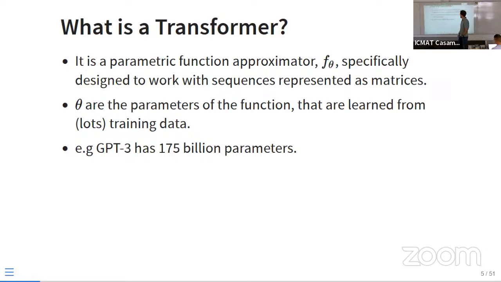Theta are the parameters of this function, and they are learned from a lot of training data. We have a lot of training data in the shape of texts or sequences, and we are going to find the optimal thetas. All my talk is going to be about the shape of this function. What does this function look like? Take into account that this function in general has a lot of parameters that have to be learned. Just to give you an example, GPT-3 has 175 billion parameters, which is a lot. So we are solving an optimization problem over a huge space.